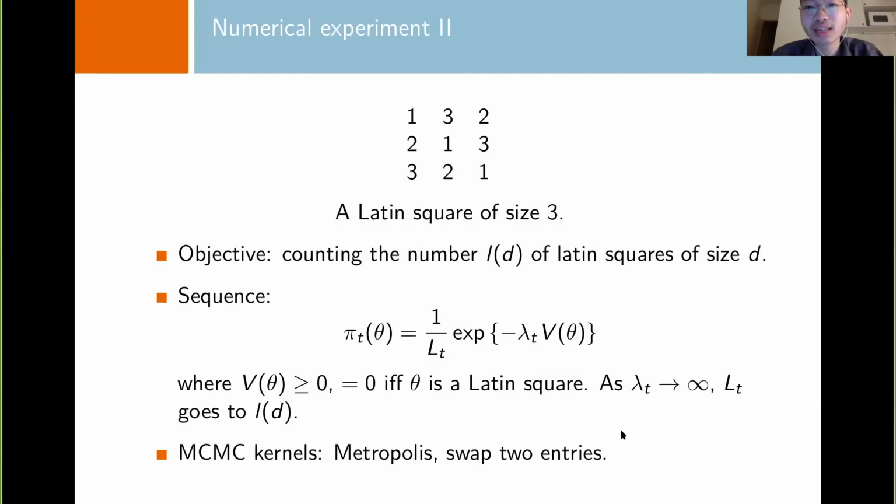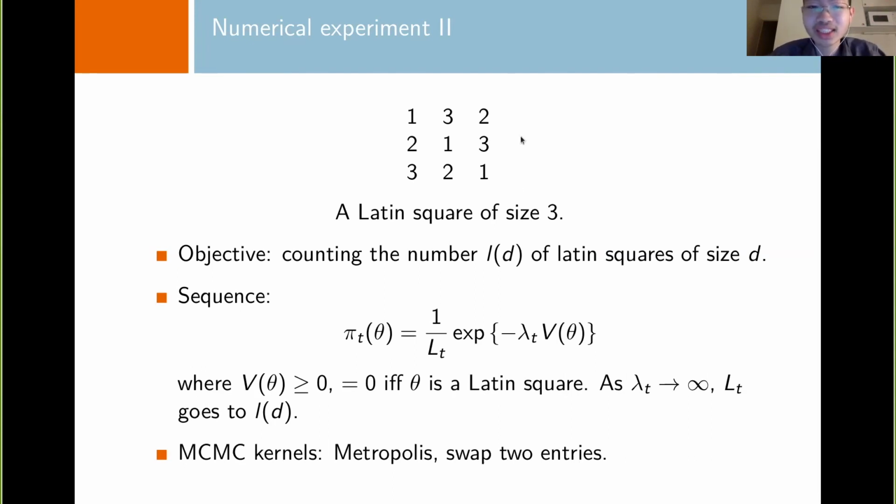Okay, so I'll talk quite quickly about the second experiment, which is a little bit funny because it's more in the combinatorics world. So we moved to a quite different sample space, right? Before we were in R^d, and now we are in the discrete space of Latin squares. So what is a Latin square? A Latin square is a square of n rows and n columns, so that each row has all different digits from 1 to n, and each column also has different digits from 1 to n.